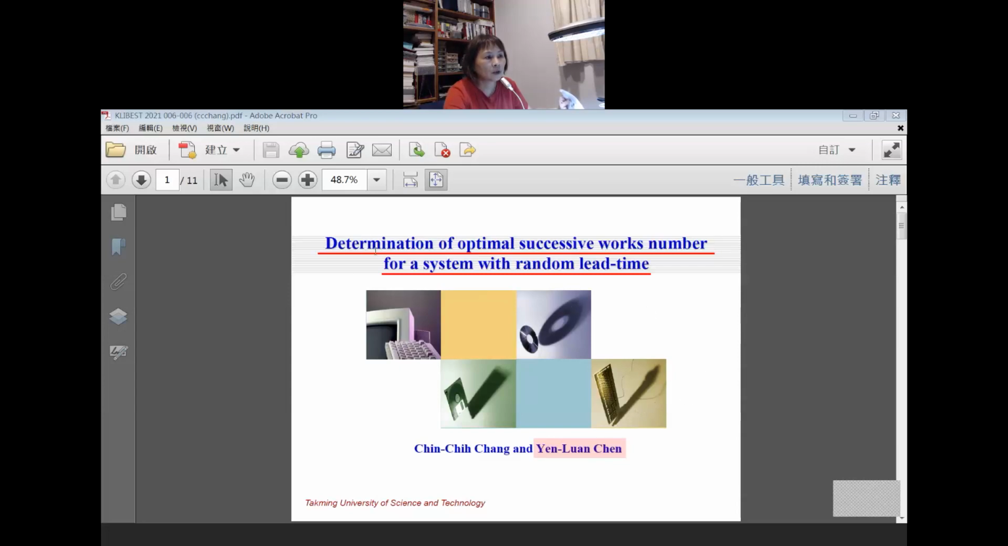The topic of our paper is determination of optimal successive work number for systems with random lead time, and the objective is to determine the optimal successive work number. We consider a system with random lead time.